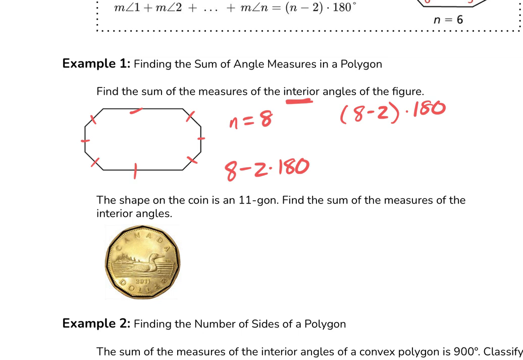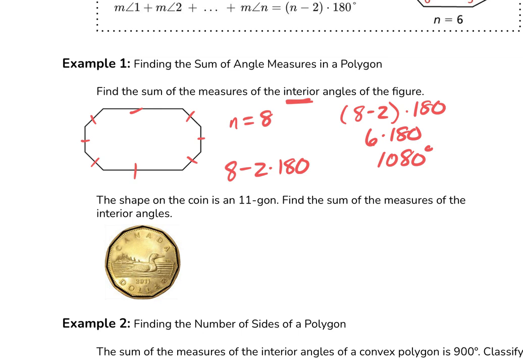So if I put it in parentheses, it's going to do the parentheses first, and then it's going to multiply. Or what you could do is just say, I don't really need to do 8 minus 2 in my calculator. Hopefully we can do 8 minus 2, right? And we can say 8 minus 2 is really 6. So then I can do 6 times 180, which is 1,080 degrees, okay?